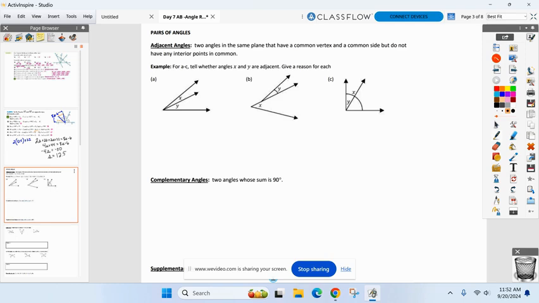All right. But everyone, so those two are adjacent. They fit all three rules. All right, let's take a look at B now. Is there a symbol? No, I'm sorry. Just the word adjacent. Should we put a no angle symbol?